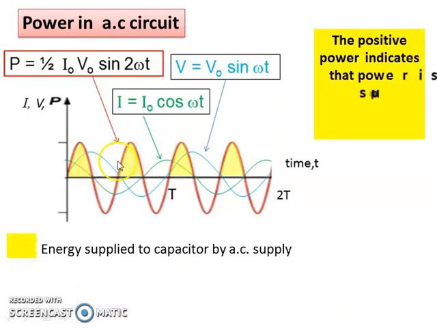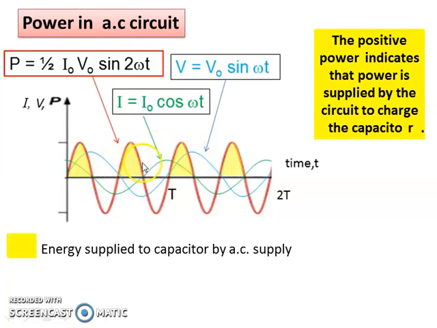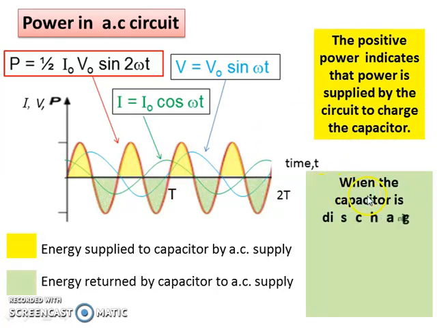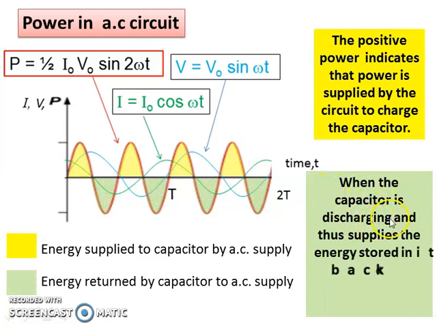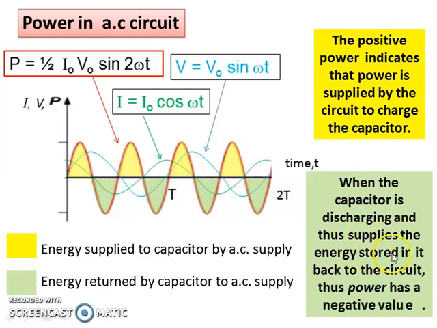So the area under the graph for positive power indicates that power is supplied by the circuit to charge the capacitor. And when the capacitor is discharging, and thus supplies the energy stored in it back to the circuit, the power has a negative value, shown by the green colored area here.